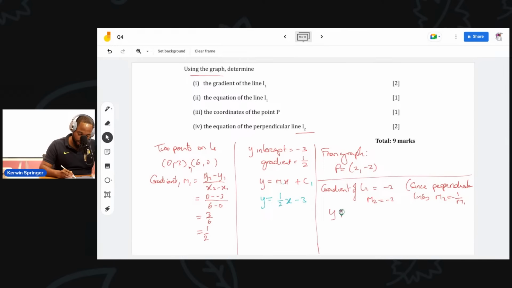And the y-intercept from the graph, how much was the y-intercept? From the graph, the y-intercept was 2. So the y-intercept is 2. Therefore, the equation of L2 is y equals negative 2x plus 2.